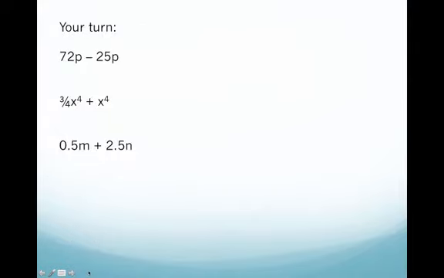All right, your turn. You've got 3 expressions here. I would like you to combine these like terms. Go ahead and pause the slide, get these done, and come back and check out the answers. Let me get those answers down for you so you can check. 72p minus 25p, sorry, 147p. I'm adding these two. I get 7/4 x to the 4th. And finally, I've got an m here and an n here, so I'm not going to combine those, so I am done.